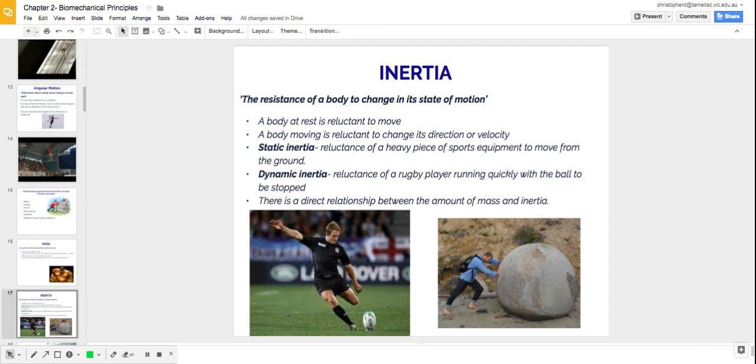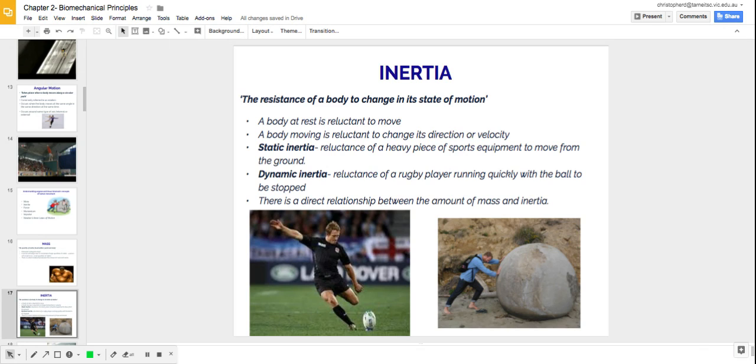When we look at inertia, that is the resistance of a body to change in its state of motion. Okay, so if we have an item such as our rock sitting on the ground, it is what we would describe at rest, okay, and it is reluctant to move. Okay, so it's resisting change. So that's what we would call static inertia. Okay, so it's the reluctance of a heavy piece of sports equipment to move from the ground. So that rock down there is going to be very difficult to move.